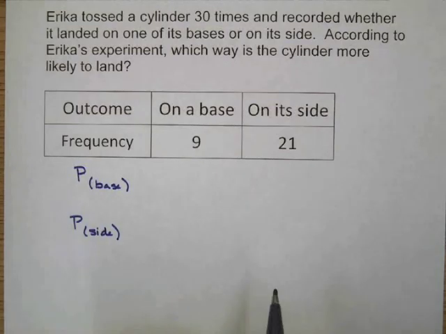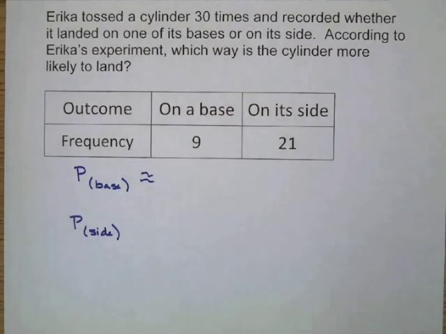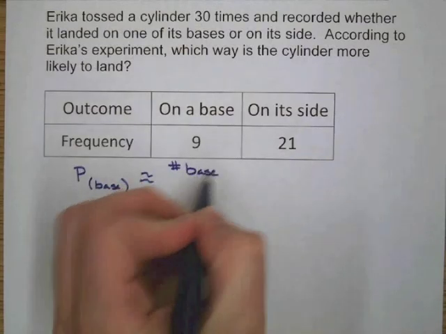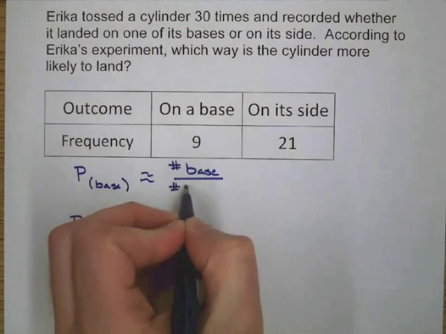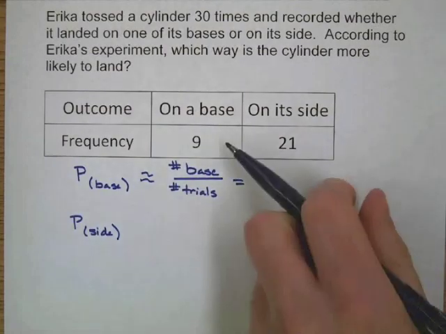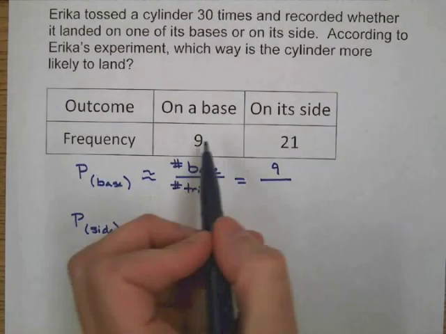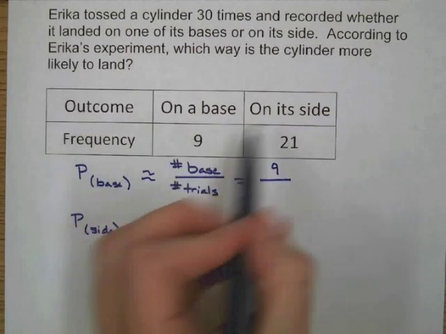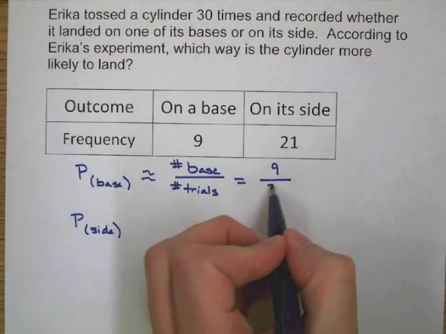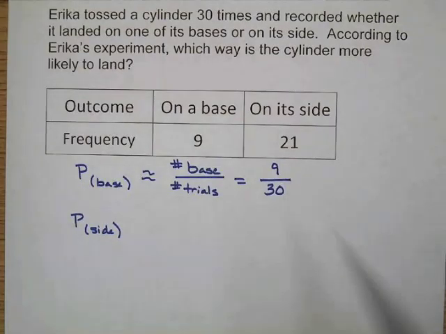So let's find the probability for landing on base. The probability for landing on its base is the number of times it lands on a base out of the total number of trials. Well, we know the number of times it lands on a base is 9 times, and the total number of trials would be all of the times that it lands, so 9 plus 21, which is 30. So the probability of it landing on a base is 9 out of 30 times.